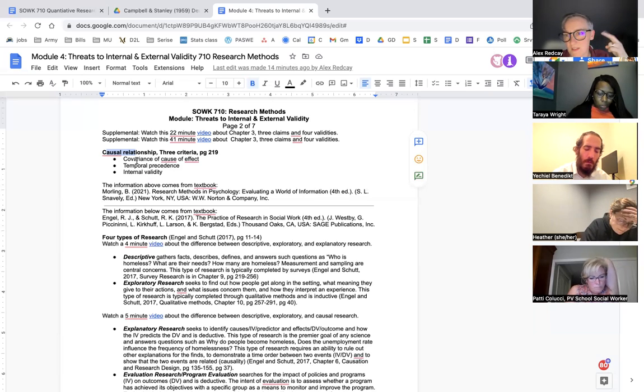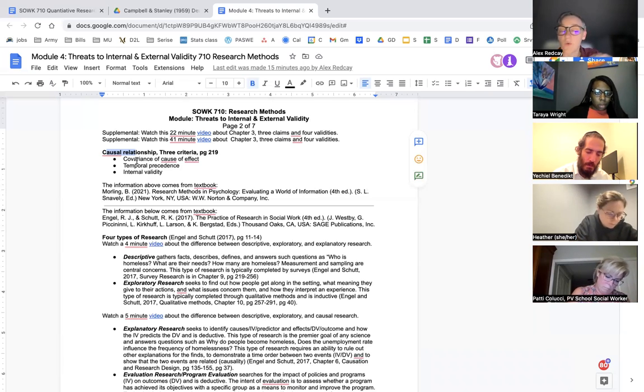Temporal precedence. This is number 2. Temporal precedence means one thing has to happen before the other. So you measure depression, they're depressed, then you give them CBT, then depression changes. So the CBT had to come before the depression change. That makes sense. The CBT, the intervention, the thing that fixes the other thing, came before the thing that's fixed.